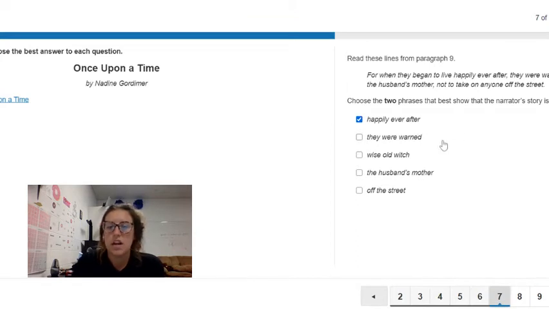So that is correct. They were warned. Not always a fairy tale thing. Wise old witch. Usually you're not going to hear about a wise old witch in a regular story, and if they are, they're using witch as name calling. They don't mean a real witch, right? The husband's mother. You won't always hear about the mother in the stories, or off the street. No, so it's going to be those 2.